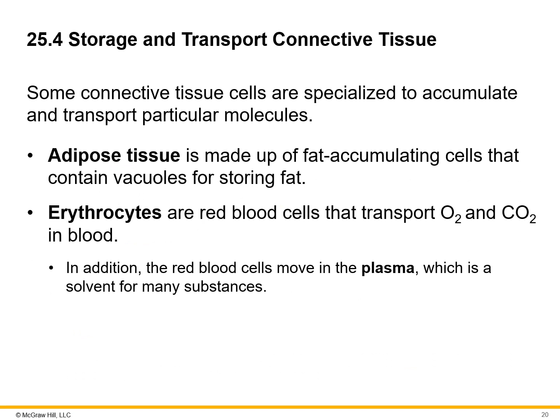If we look at the storage and transport, again, we already mentioned the adipose or the fat tissue. It's mainly just storing energy, storing fat. And as far as transport, thinking about the blood, so erythrocytes are red blood cells that carry oxygen to cells and carbon dioxide away from them.